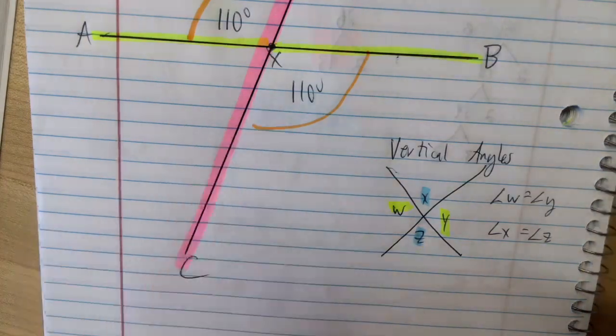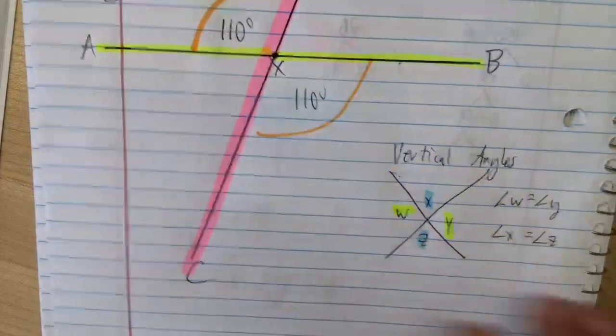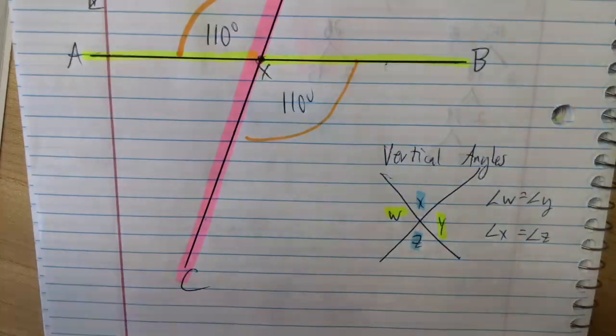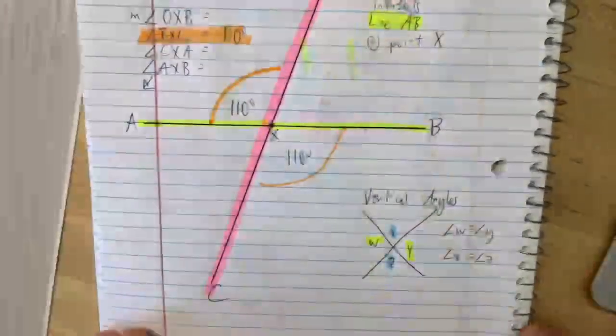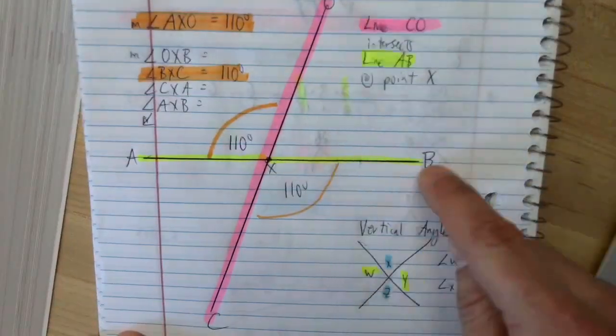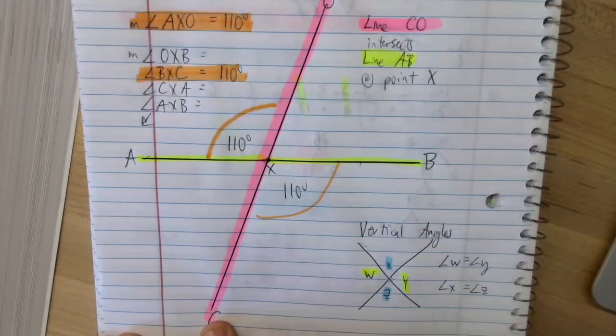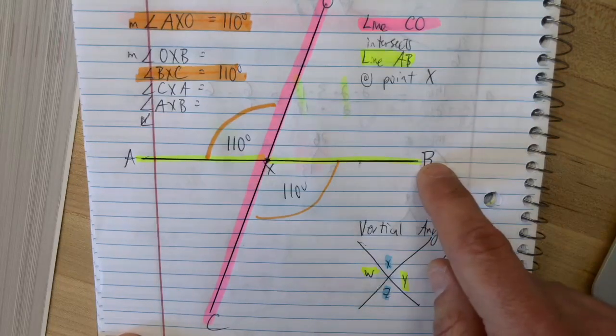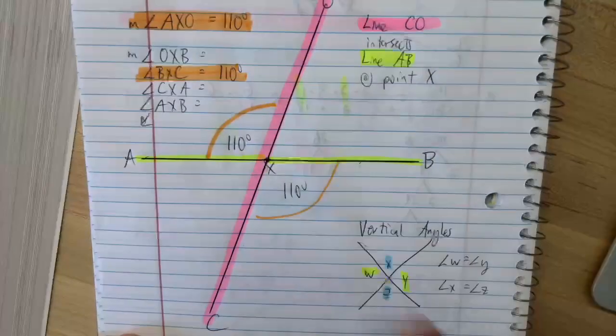Have this little picture somewhere else on the page. That is the rule or the reason why AXO is going to be equal to BXC. AXO is equal to BXC.